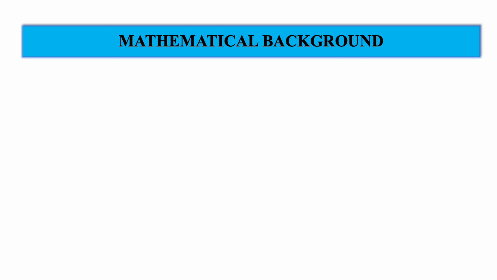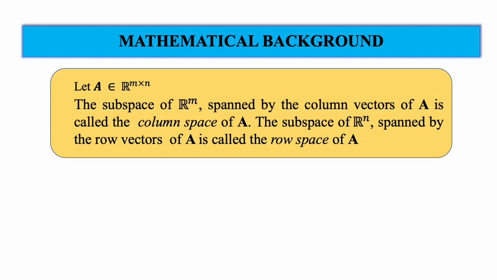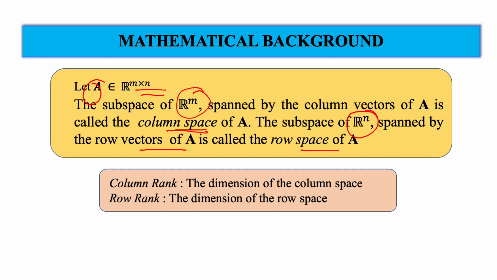Now let us look at some definitions. Let us consider a matrix A of dimension m by n. The subspace spanned by the column vectors of A is called the column space of A, and the subspace spanned by the row vectors of A is called the row space of A. The column space is a subspace of R^m because it is spanned by vectors in R^m, and the row space is a subspace of R^n. The dimension of the column space is called the column rank, and the dimension of the row space is called the row rank.